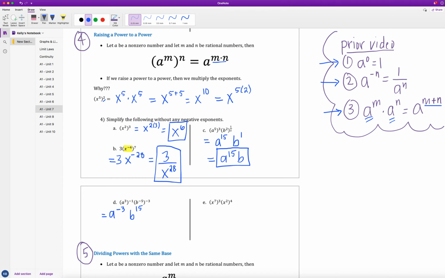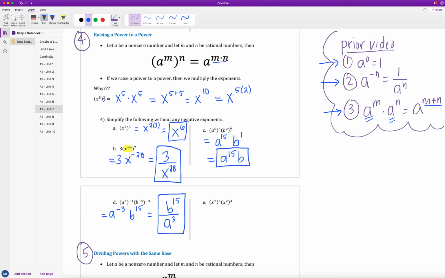From here, I cannot combine the bases together because they're different bases, but I have to deal with this negative exponent. The way we deal with that negative exponent is to flip it down to the denominator. The b to the 15th will stay in the numerator since that exponent is positive. And we'll end up with b to the 15th over a to the 3rd.